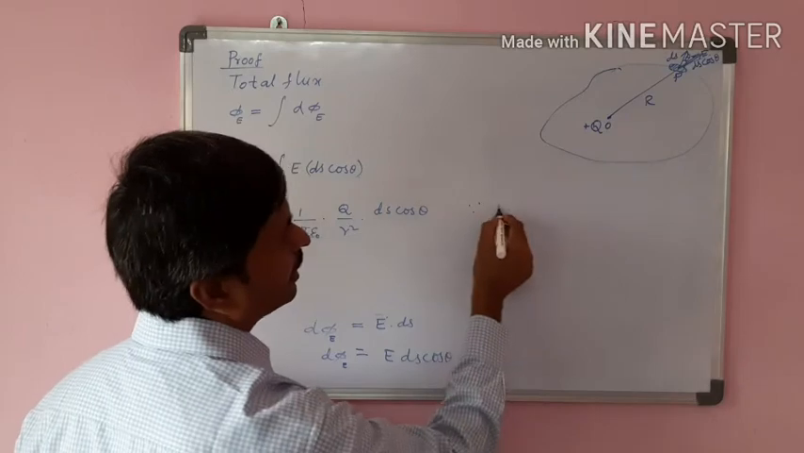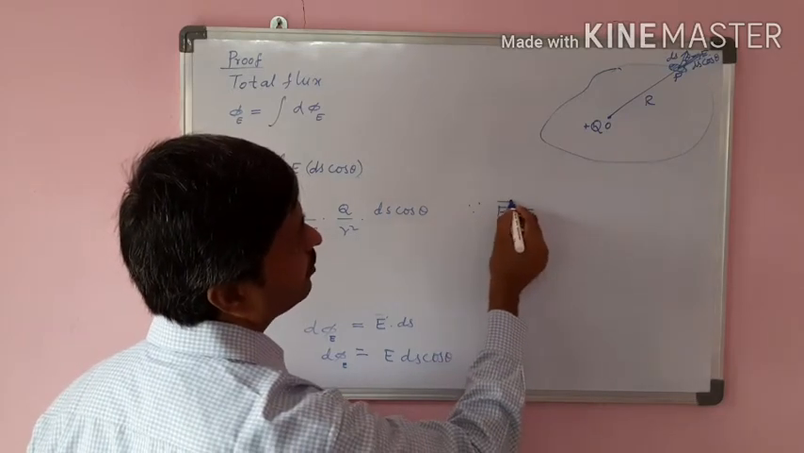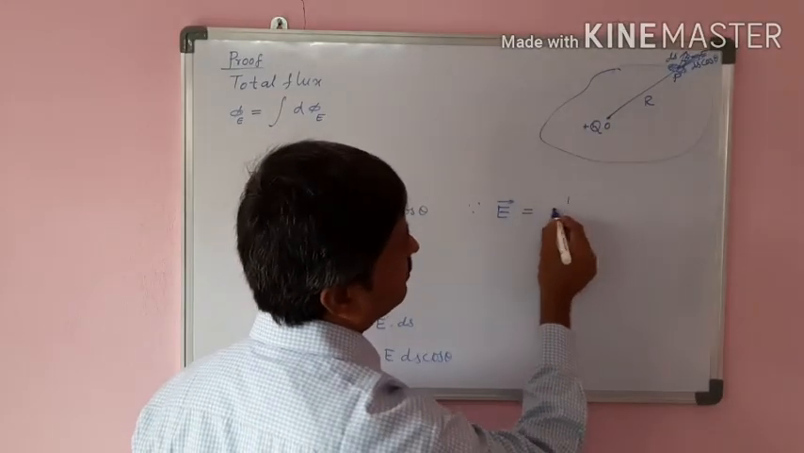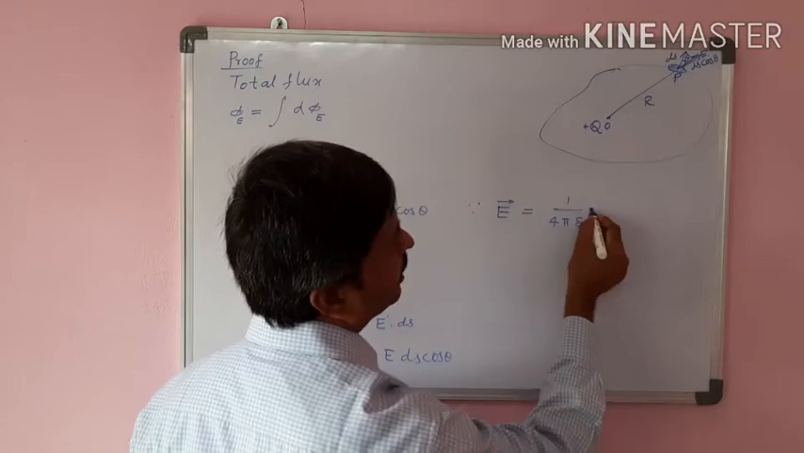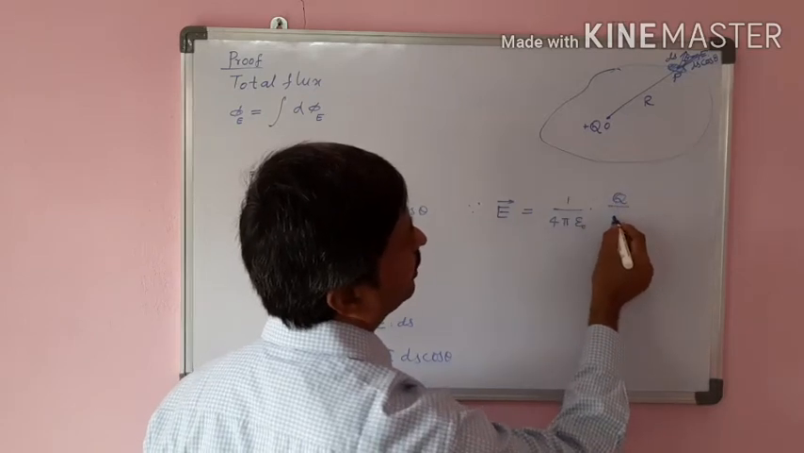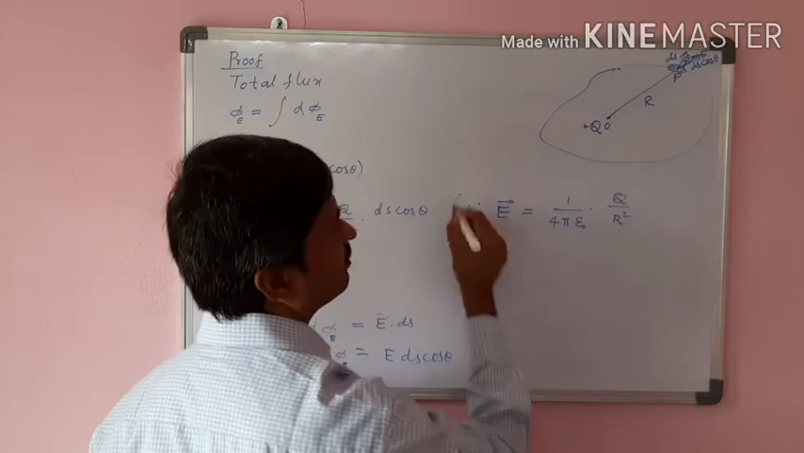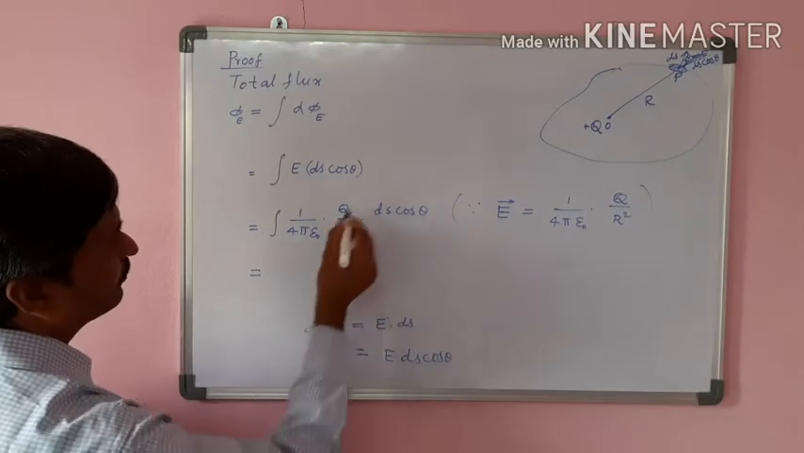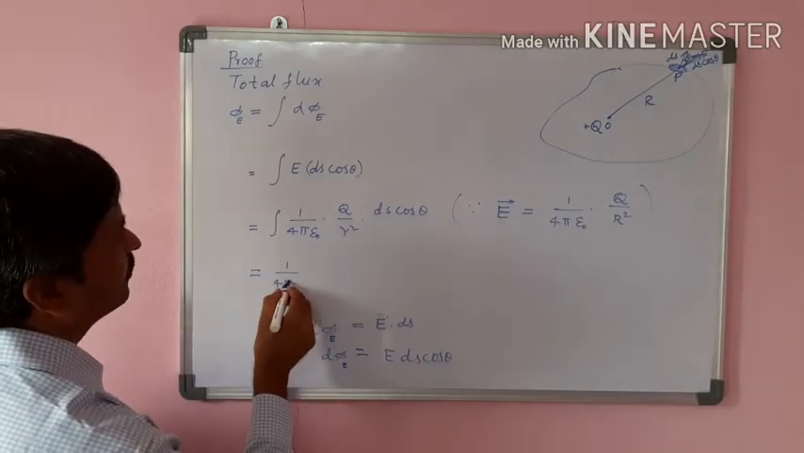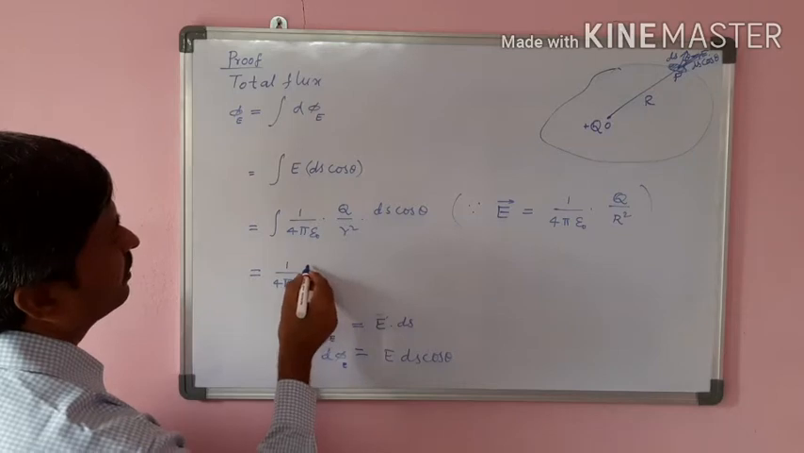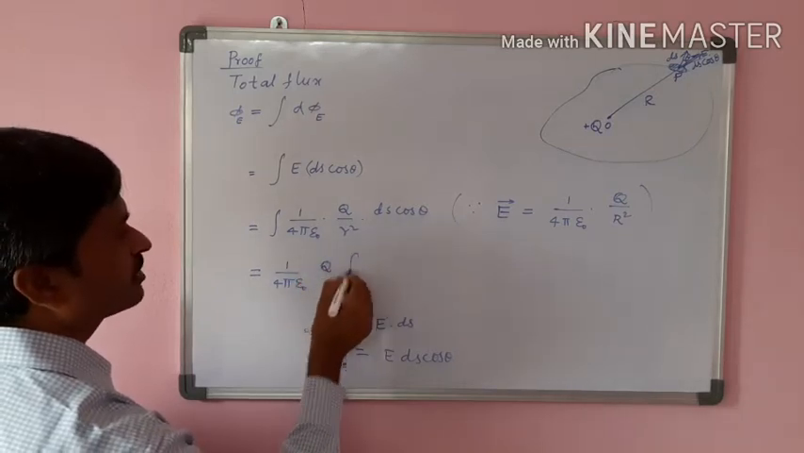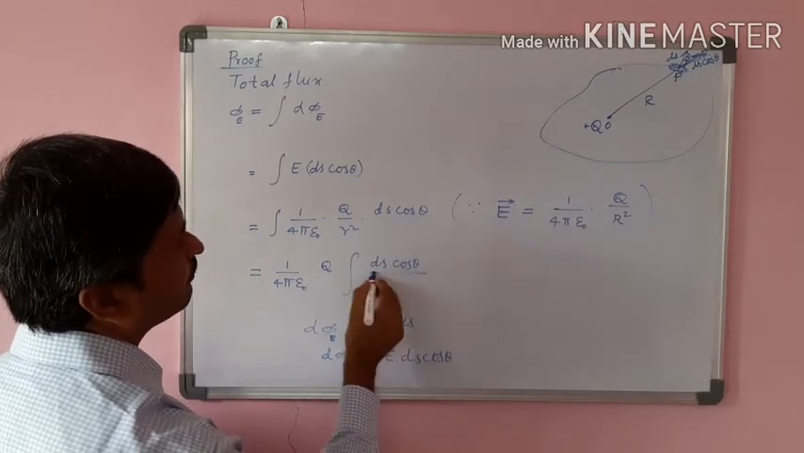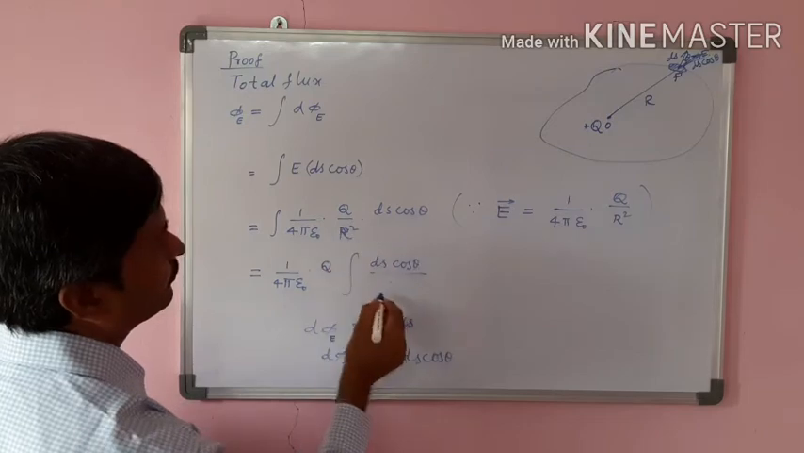Since the electric field at a point P at a distance small r is given by 1 by 4 pi epsilon naught into q by r square, here the distance is r. This we learned in the electric field. So that is equal to, let us take out the constants, 1 by 4 pi epsilon naught into q is also constant, integral over ds cos theta by r square, here capital R square.